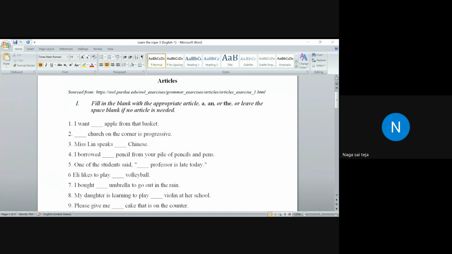Ma'am, one more question. In these two sentences, he is a French citizen, French is an adjective and citizen is the noun. Am I right? Citizen is the noun, yes, right. In the Chinese language also, Chinese is an adjective and language is a noun. Miss Lin speaks Chinese. No, in this case, Chinese is not an adjective. In this case, it is a noun. It's the name of the language.